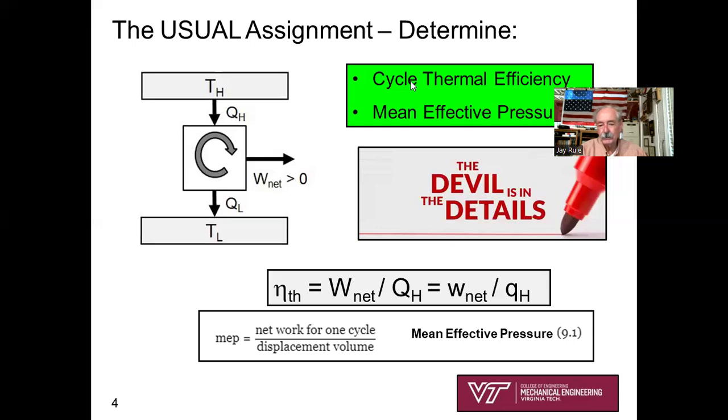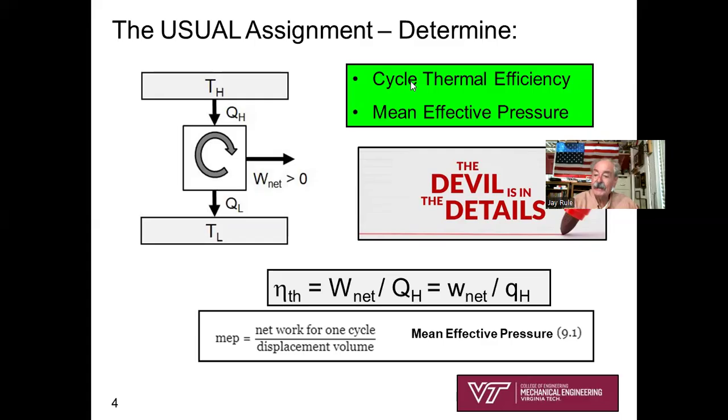So the usual assignment in Chapter 9 for either of these types of engines is to determine the cycle thermal efficiency for some given information related to the engine, and also determine the mean effective pressure that we defined. And I'm going to openly admit that I don't have this memorized. The mean effective pressure is the net work for one single cycle divided by the displacement volume, in other words, V max minus V min. And let's see, the cycle thermal efficiency, I've got that one.